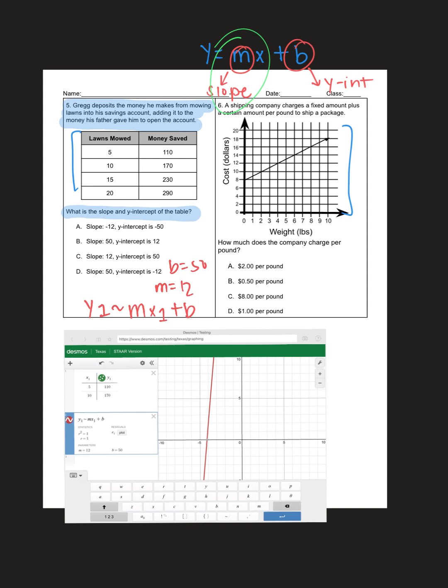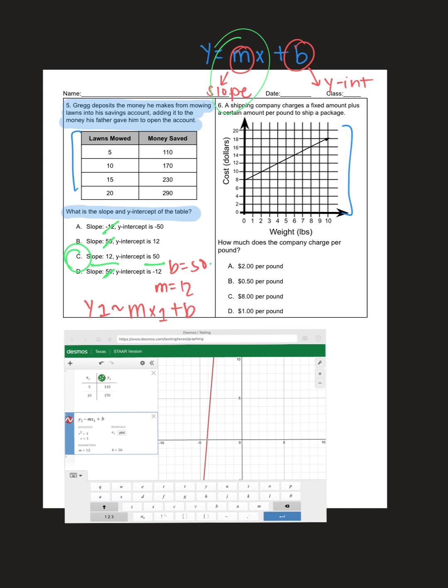So let's go ahead and go through our answer choices. A says our slope is negative 12. That's not true. B says the slope is 50. Well, it says the y-intercept is 50, but not the slope. C says the slope is 12, so that looks good so far. And D says the slope is 50. So that one's out. It looks like my slope right here is 12 and my y-intercept is 50. So C has to be my answer.